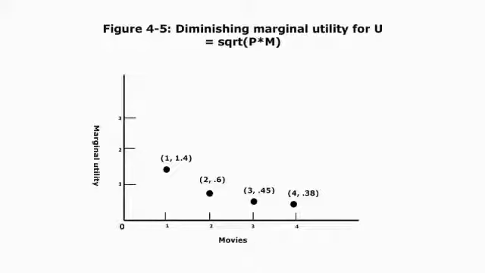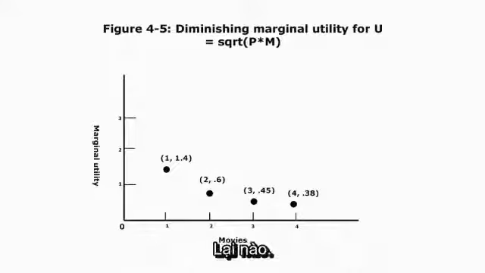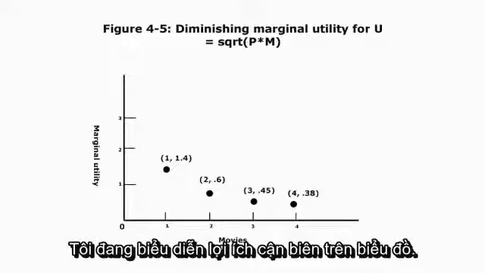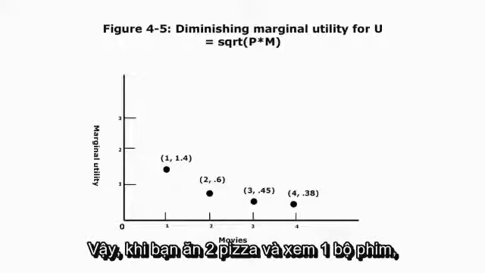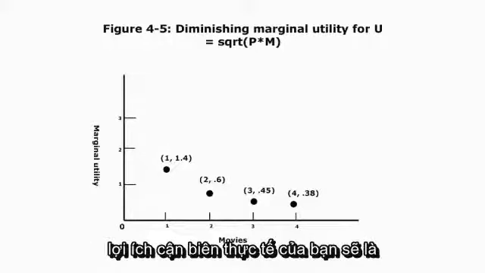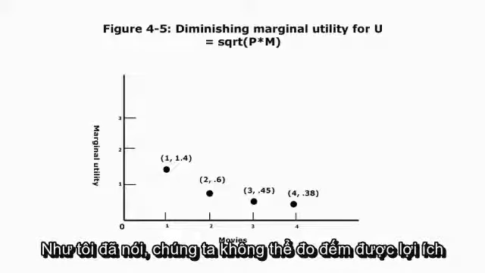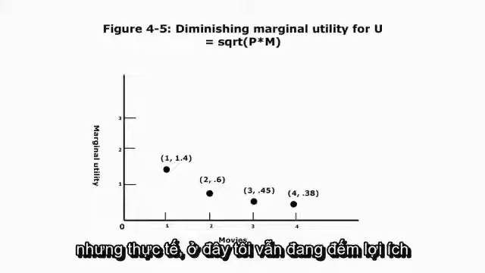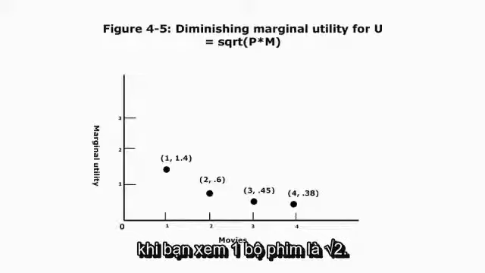From 1 movie. I see. So I'm sorry, this isn't the delta. This is the level of marginal utility. So I'm graphing the actual level of utility. So when you have 2 pizzas and 1 movie, your actual utility, I see, that's what this is. So I told you a minute ago we can't measure utility as a cardinal concept, but here I'm doing it anyway, to illustrate marginal utility. So your utility, when you have 1 movie, is 1.4, the square root of 2.